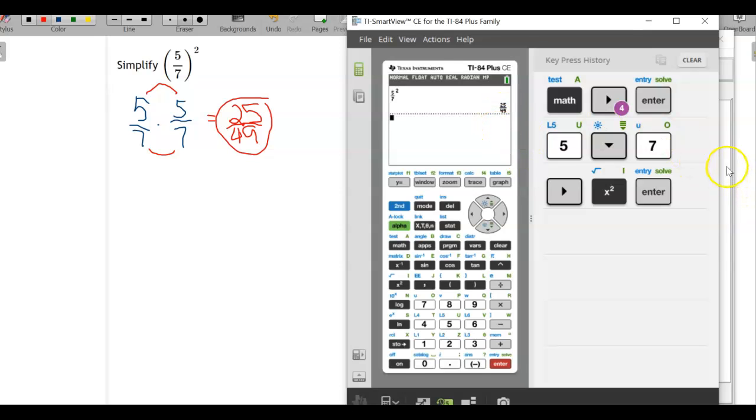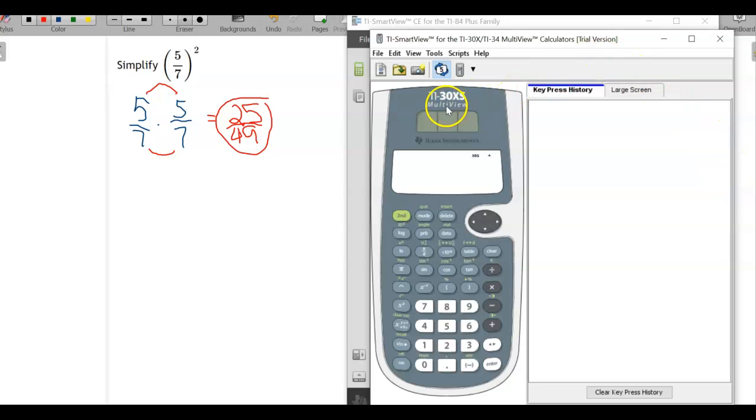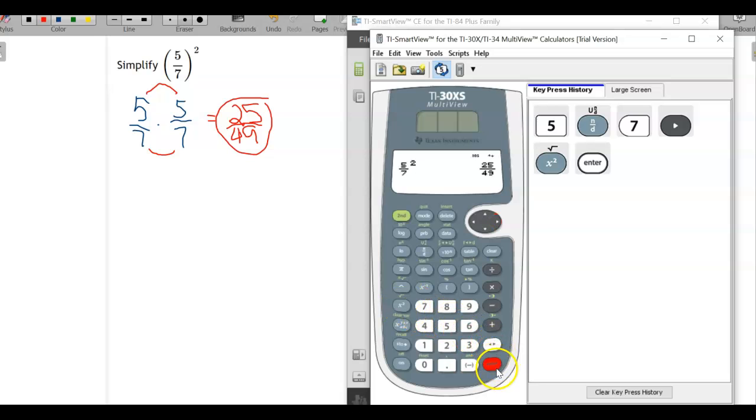Now a little simpler version is the TI-30. To put in 5 over 7, notice it has an n over d right here, numerator over denominator. So if you put 5 and then click the fraction key, 7, it automatically does that. Again, the cursor's in the denominator, so we right arrow over. Now we can hit square and hit enter. And there we get 25 over 49.